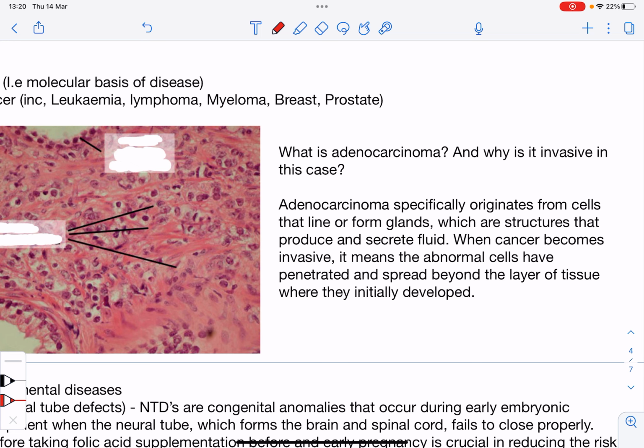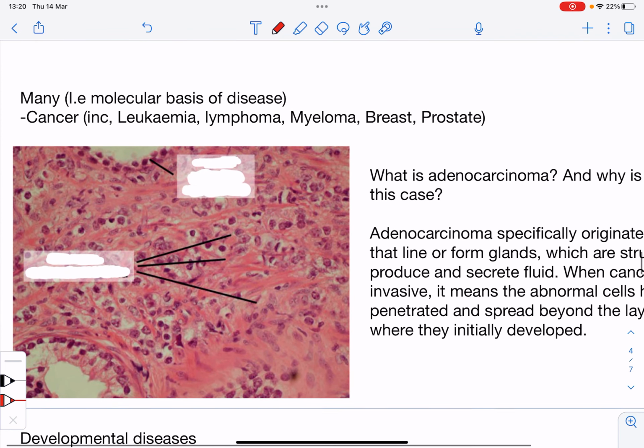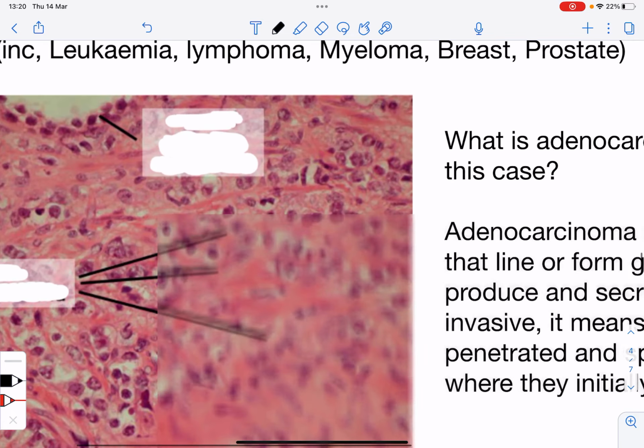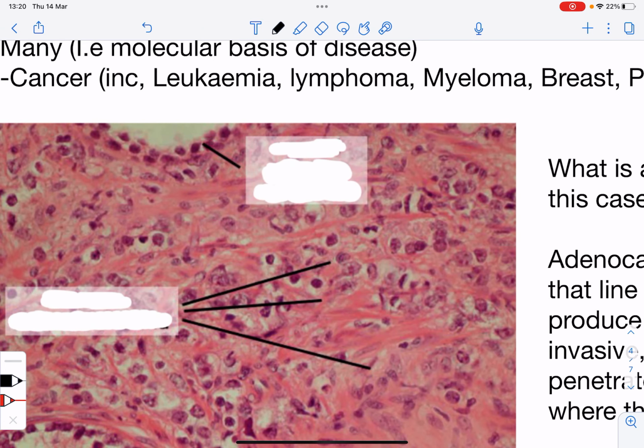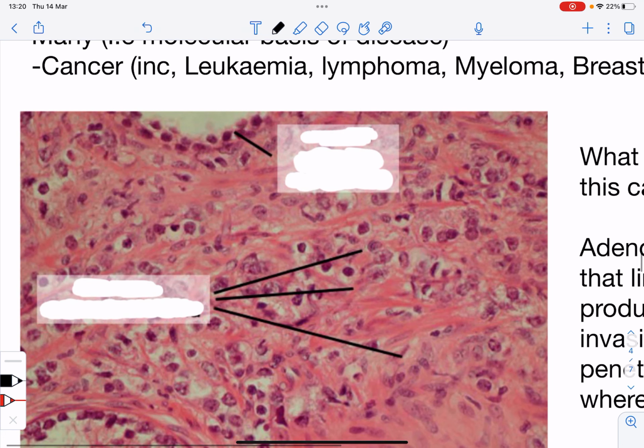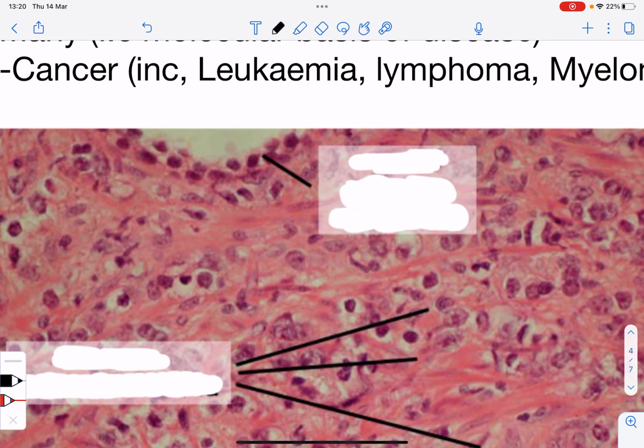Here we have a question. What is adenocarcinoma and why is it invasive in this case? Oh, okay. Let's look at the picture first. And as biomedical scientists, we tend to look at the microscope quite a lot, and we need to understand what the heck we're looking at. And here we're presented with a normal prostate epithelium.